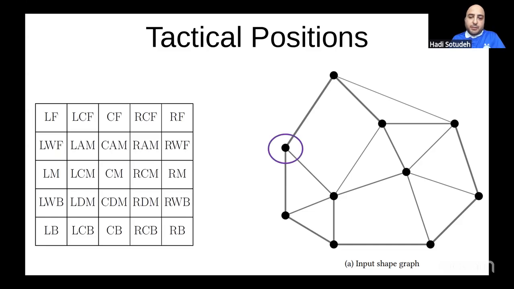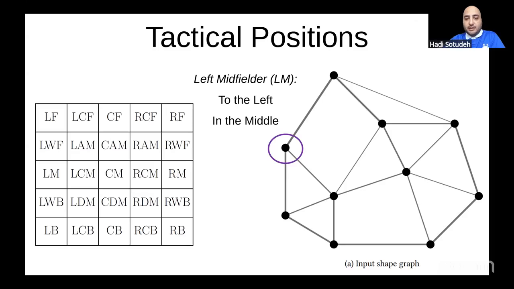As a result, the player who has been highlighted will be reported to be a left midfielder because he is to the left of this graph at a horizontal level, and he's also in the middle when it comes to the vertical alignment.